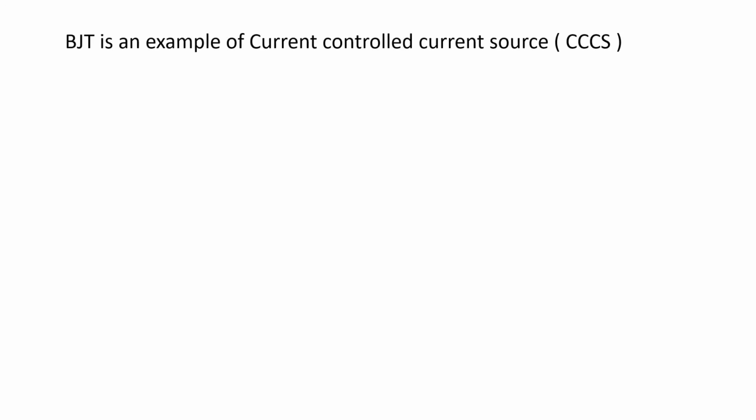BJT is an example of current controlled current source. The symbol of BJT is shown in the figure. We know from the working principle of BJT that collector current IC, which is the output current, is proportional to IB. So when base current increases, IC increases. If base current decreases, IC decreases. So we can say that output current is dependent on input current. So this BJT can be modeled as current controlled current source. So I can write it as IC is equal to beta IB.